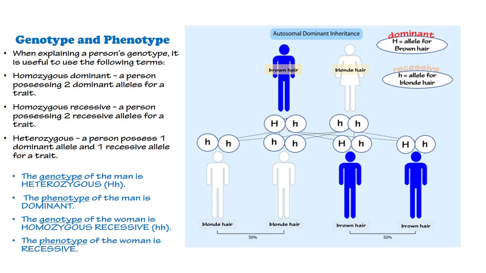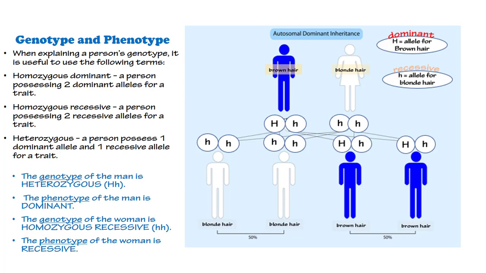When explaining a person's genotype, it is useful to use the following terms. Homozygous dominant is a person possessing two dominant alleles for the trait. Homozygous recessive is a person possessing two recessive alleles for the trait. Heterozygous is a person possessing one dominant allele and one recessive allele for the trait.